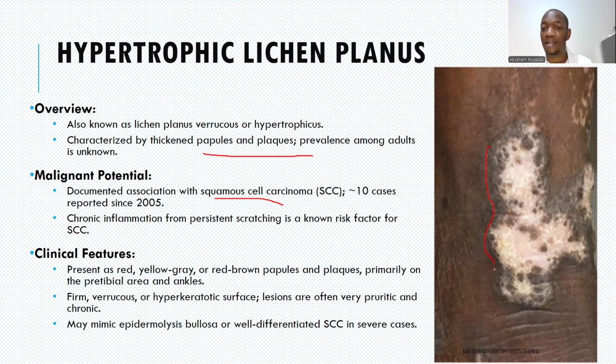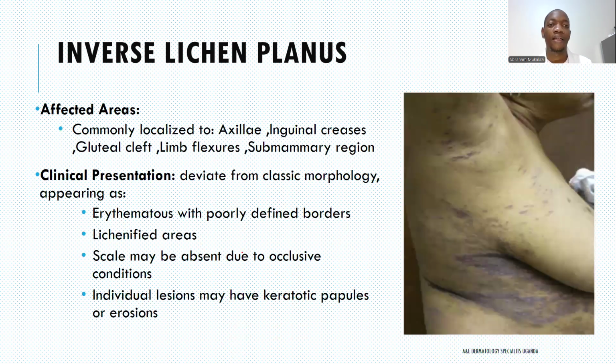As you can see, these are very thick plaques on the lower limbs, and that is hypertrophic lichen planus. You can see this whitish coating, and when you do your dermoscopy, you will see striae. Then we have inverse lichen planus. Inverse lichen planus affects the intertriginous areas, which include the axilla, the groin, the gluteal cleft, the limb flexures, and also the submammary region. In this case, you'll see the typical morphology, but it is the location that gives you this diagnosis of inverse lichen planus.